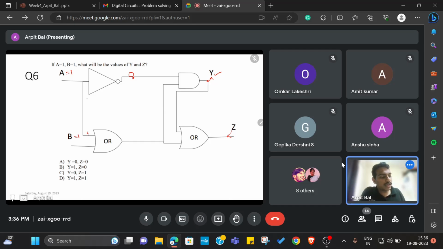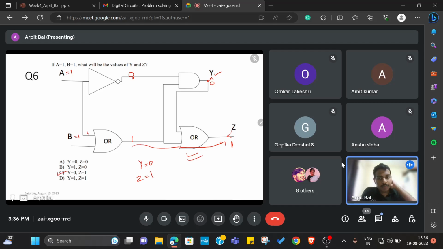Even though we know that A is equal to 1, if it's an OR gate and any one of the inputs is 1, then the output will be 1. Similarly, if it is an AND gate and one of the inputs is 0, the output will anyways be 0, irrespective of the other input. Here we have 0, so Y will be 0. Then again we have an OR gate with one input as 1, so the output will be 1. So we have Y is equal to 0 and Z is equal to 1. That is option C. So option C is correct.